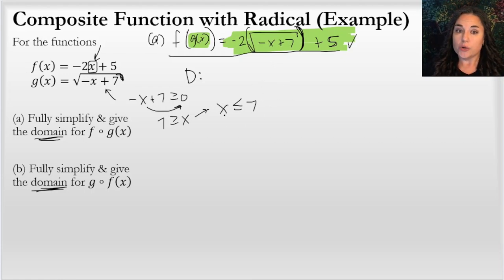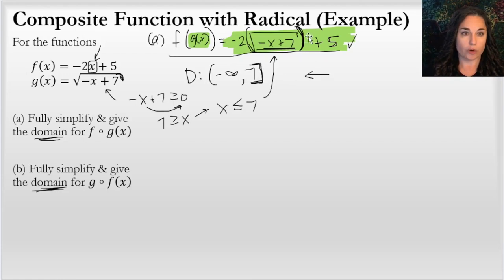So that is true for the inner function, and the same thing is true for the resultant function. So for this domain, I'm going to say that it can be any number from negative infinity all the way up until 7, and include 7. I can include 7 in there. So that's going to be the domain for this function.